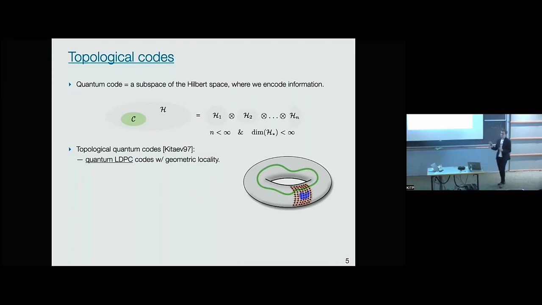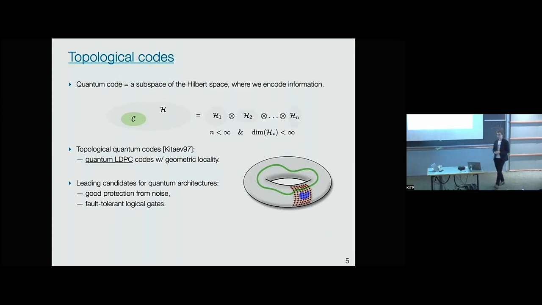I could say that we can view topological codes as a special case of quantum LDPC codes that come with this extra requirement that the parity checks are geometrically local. LDPC stands for low density parity check, which means that each qubit is checked by only a constant number of checks, and each check contains only a constant number of qubits.